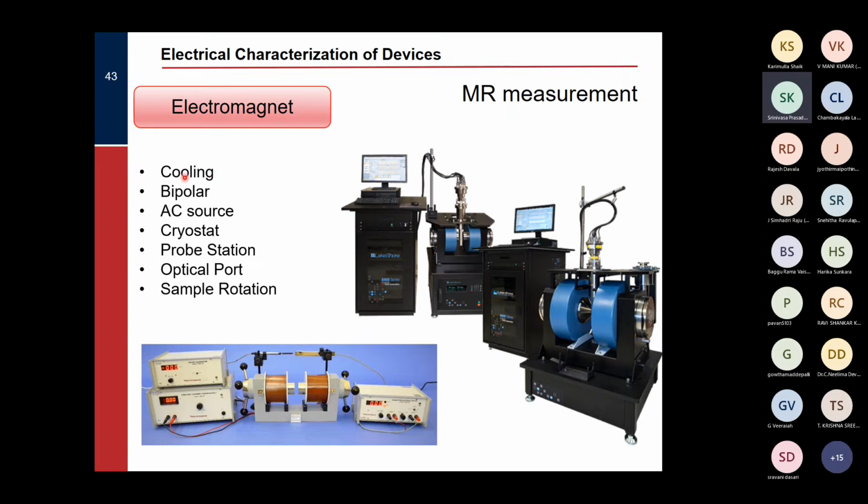So here you can see basically the cooling is required, and then you need a bipolar power supply, which means that you are switching the polarity of the power supply between these two. And you can also use an AC source if I want to create an AC magnetic field. And further options are possible. If one wants to use a cryostat to do temperature dependent measurement, then you can connect it to a probe station. Okay, for example, these things. Then you can use an optical port. Then you can make use of sample rotation. So there are multiple things you can do. But anyway, finally, you are measuring a transport property. Okay, IV basically in different conditions.